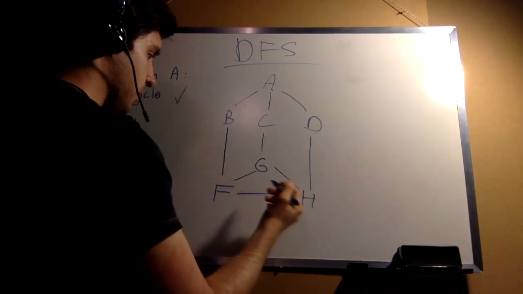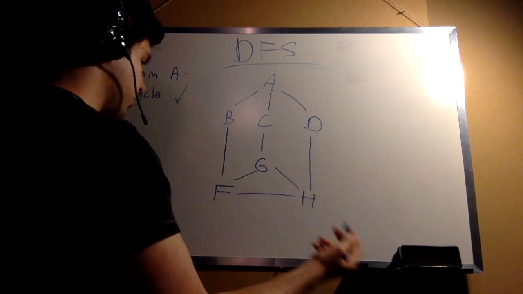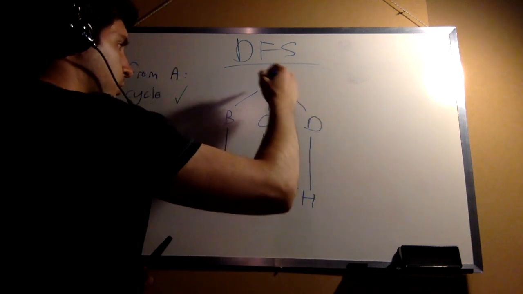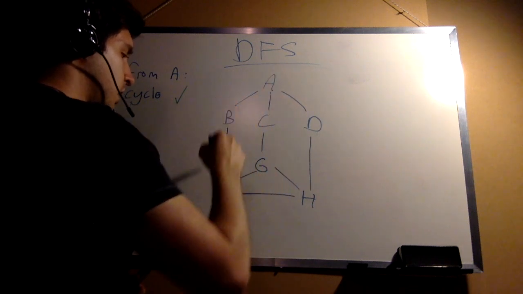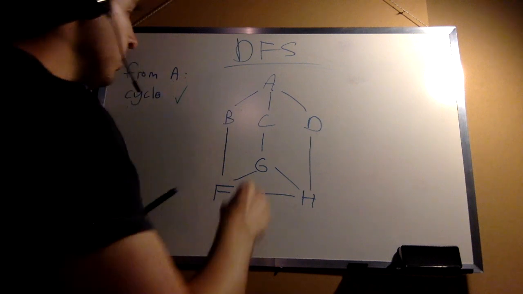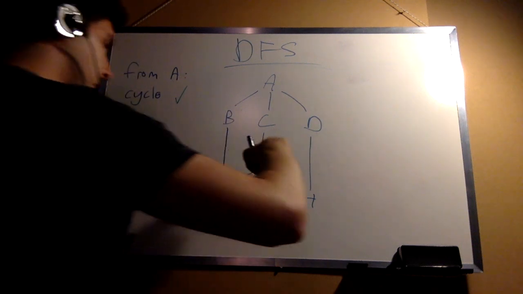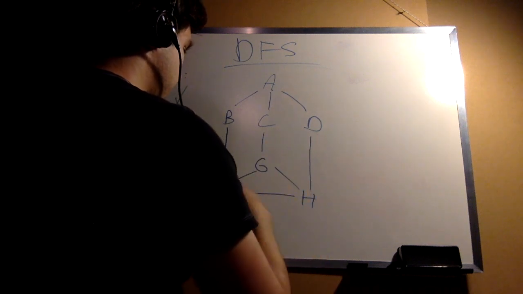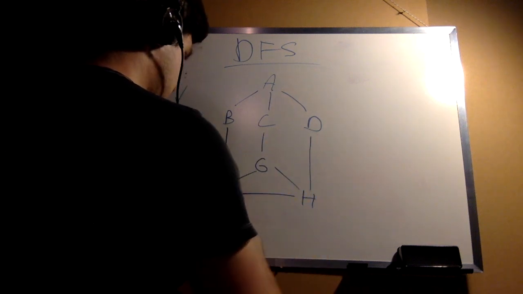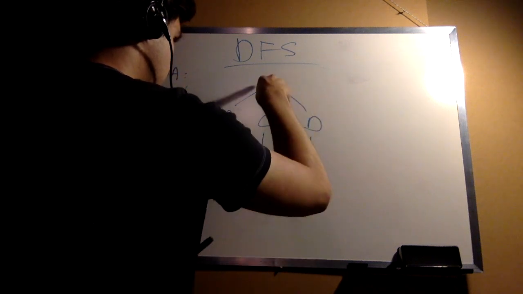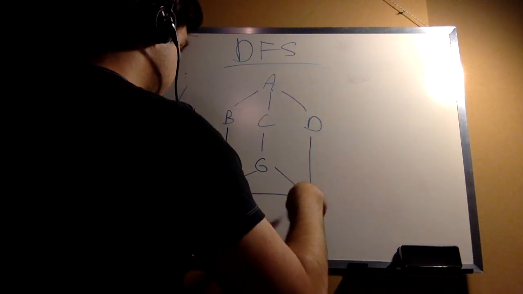Okay, so we'll start from either G or D. Let's do D first. Okay, so we explore to A, B. Actually, we end up in the same situation if we explore that way. So let's start from G instead. So we go G to H to D to A to B to F to H.